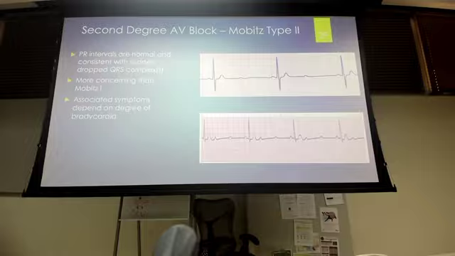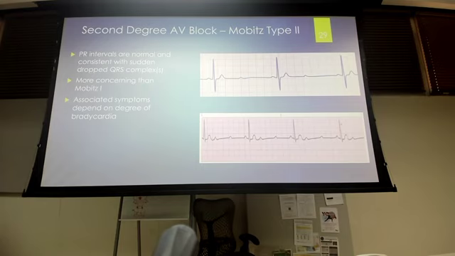So if you have, this is a 6 second strip, 1, 2, 3, 4. 4 R waves on a 6 second strip gives us a heart rate of 40. That's pretty low. These patients are probably going to be symptomatic, and that's again why they typically will end up with a pacemaker. That's a second degree Mobitz.